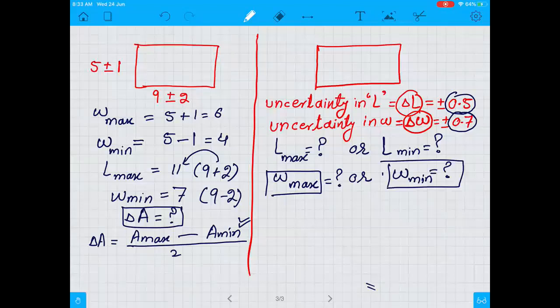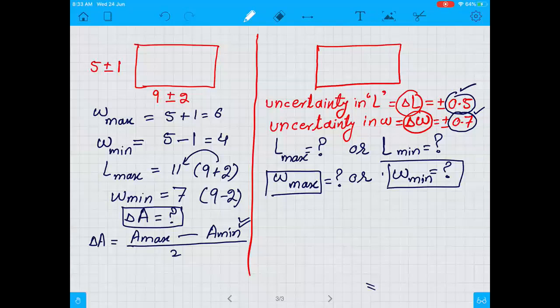So this is the question in which the maximum and the minimum values cannot be calculated. The reason being, when the uncertainties are given and the original values are not given, then you cannot find the maximum and the minimum values. You will get some situations in which you'll be given uncertainties, and the actual quantities or values will not be given. In such questions, maximum and minimum values cannot be calculated.